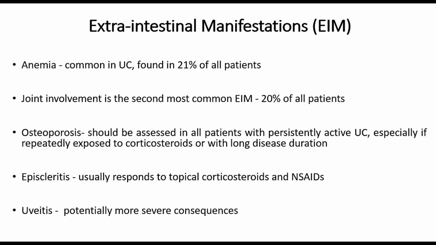Episcleritis usually responds to topical corticosteroids and NSAIDs, and uveitis has potentially more severe consequences. So anemia, joint involvement, osteoporosis, episcleritis and uveitis are the most common extra-intestinal manifestations, out of which anemia is 21% and joint involvement is 20%. Again, the basis for these statements is ECCO guidance, which I have said before also.